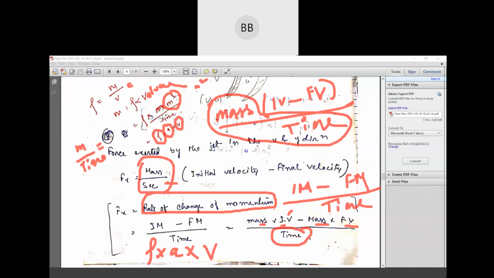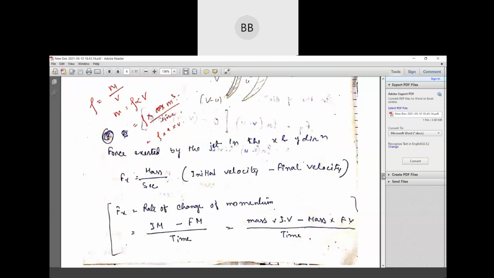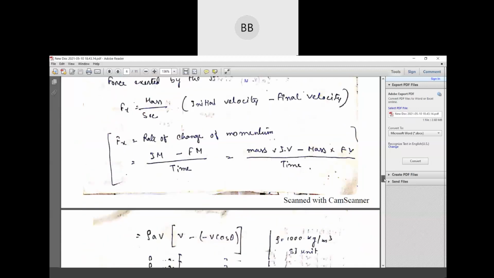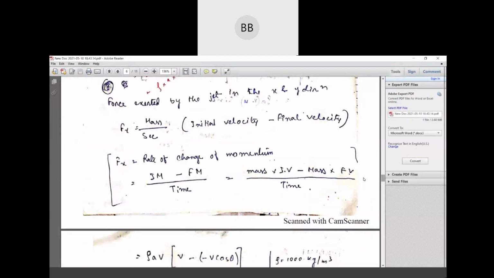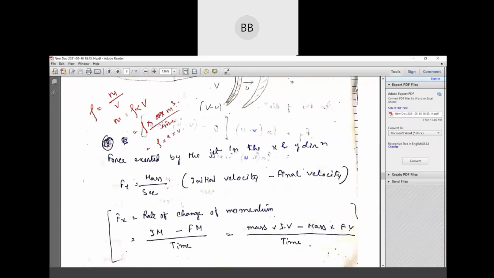So meter cube, you can write in this way: area multiplied by velocity. Velocity is meter per second and area is meter square. If you resolve again, you will get meter cube per time. So in place of mass per time, you can write rho AV, that is density multiplied by area into velocity. Rho AV, and then this term will be left as it is, that is initial velocity minus final velocity.